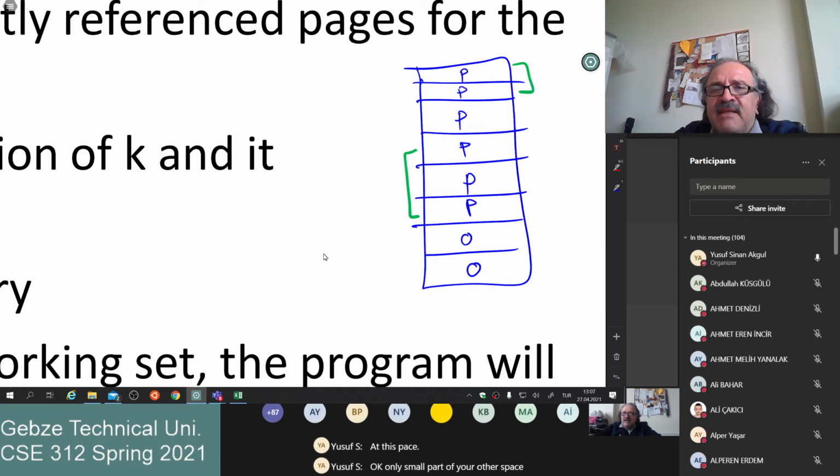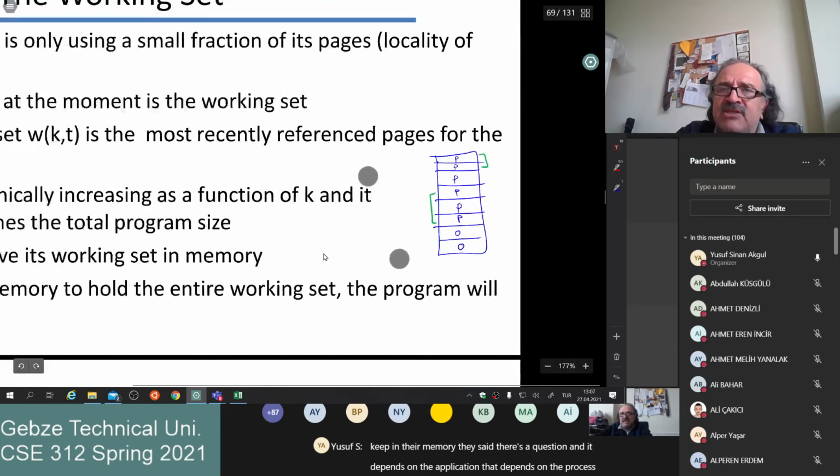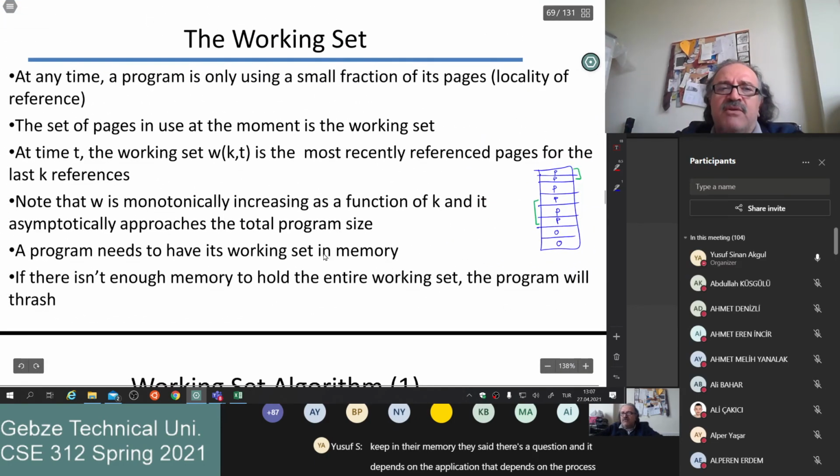So what does that mean? That means that I don't have to keep all of my pages in the memory. That's a good thing. But how much memory should I keep? How many pages should I keep in the memory? That's the question, and that depends on the application, on the process. The working set just asks this question.